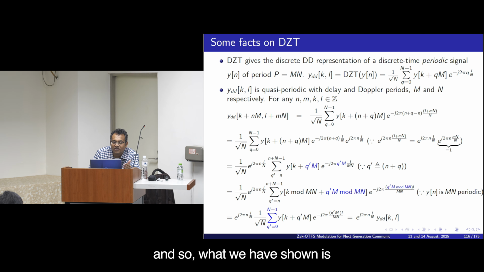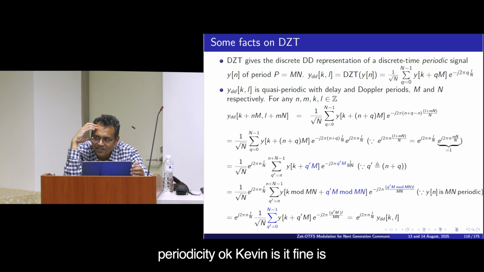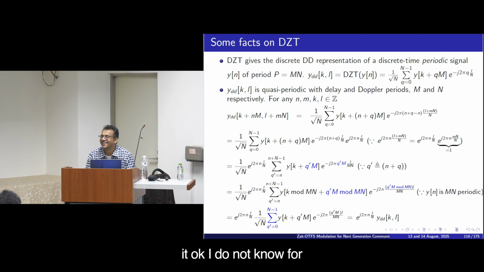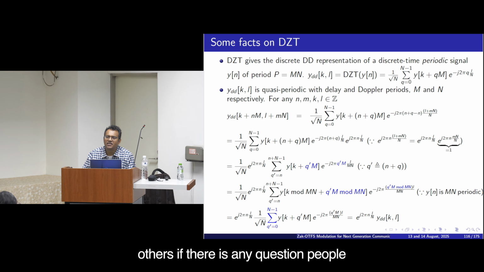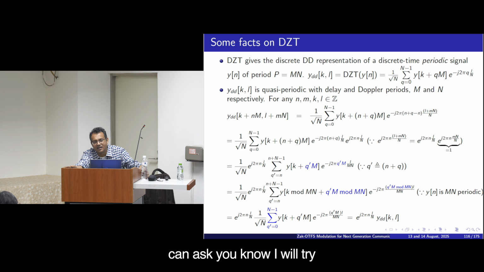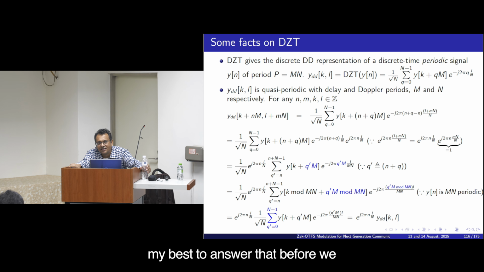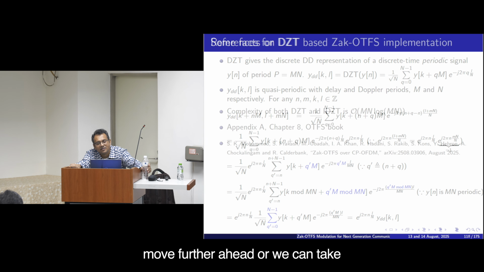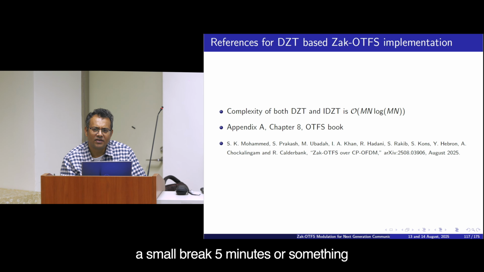And so, what we have shown is that if you shift along delay and Doppler by integer multiples of capital M and capital N respectively, then you get back the same Y DD K L, but with this extra term here. This is quasi periodicity. Kevin, is it fine? Is it okay? I do not know for others. If there is any question, people can ask, I will try my best to answer that before we move further ahead, or we can take a small break, 5 minutes or something.